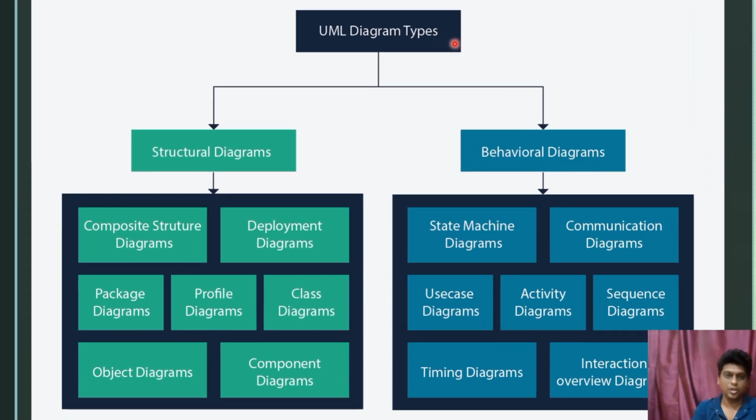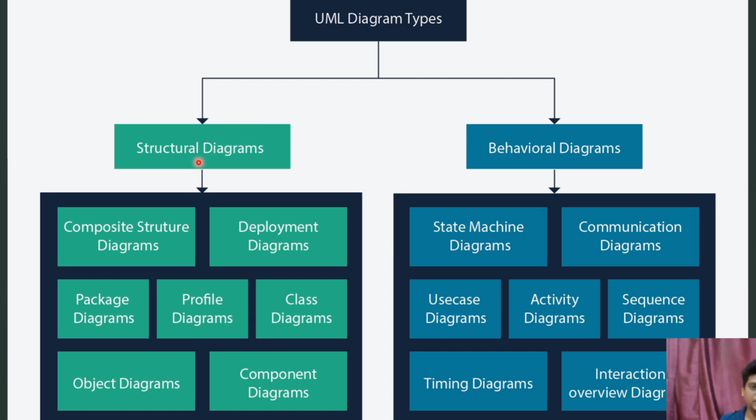Classification of the UML diagrams: under the structure diagrams, the composite structure, deployment, package, profile, class, object and component diagrams are classified. Under the behavior diagrams, there are the state machine, communication diagram, use case, activity, sequence, timing and interaction overview diagrams.